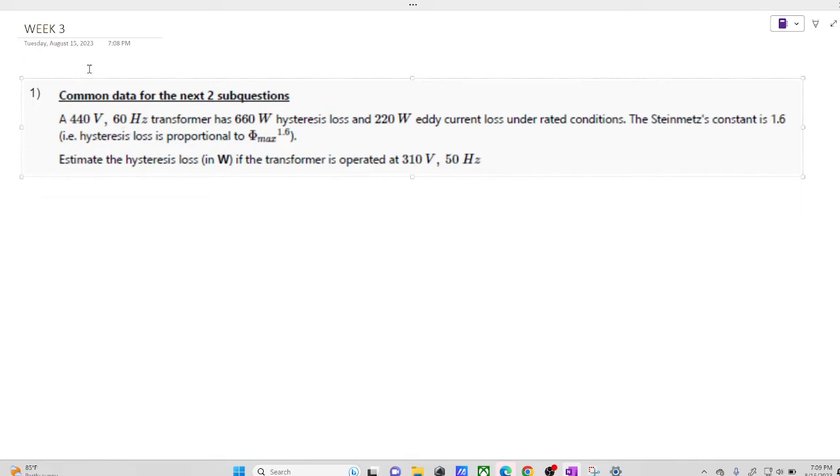We have been given in this question a single phase transformer with 440 volt, 60 hertz operating frequency, which has 660 watts of hysteresis loss and 220 watts of eddy current loss under rated conditions. The estimated constant is 1.6. Estimate the hysteresis loss if the transformer is operated at 310 volt, 50 hertz. So we'll start solving this question.